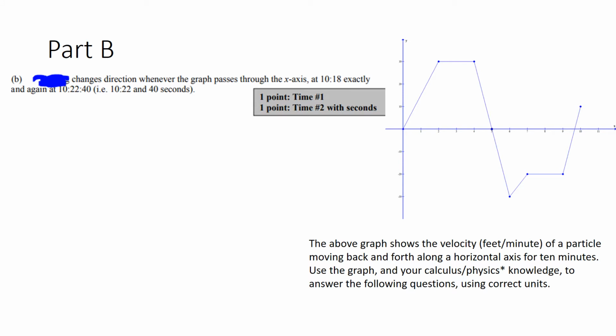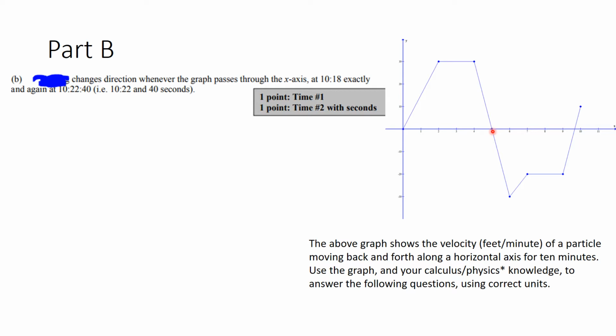Let's move on to part B. Part B asks, when does this particle change direction? Well, it's going to change direction whenever it changes from a positive velocity to a negative velocity. And so that means that it changes direction whenever it crosses the x-axis. Now by inspection you can see that it looks like it is 5. You can verify that it's at 5 if you calculate the slope between this point and this point, find the equation of the line and see where the line hits, and it does hit at 5.